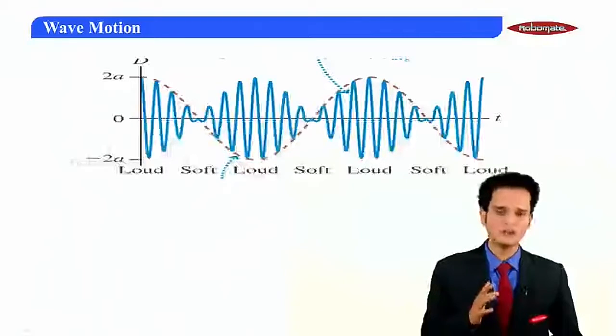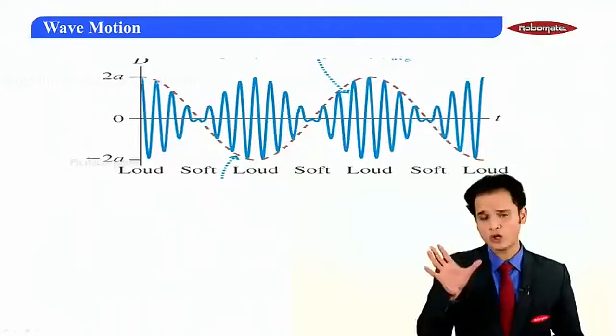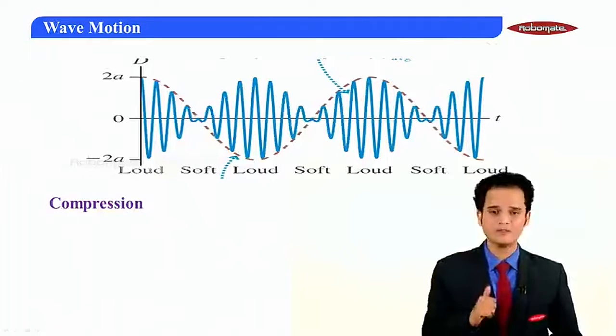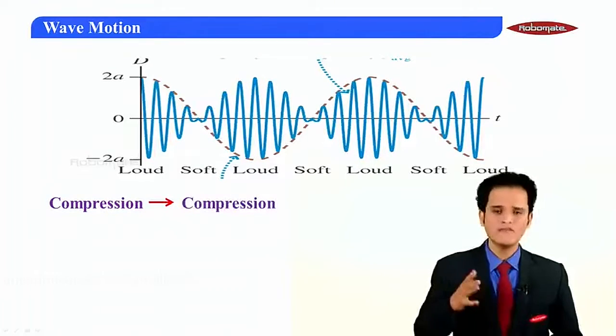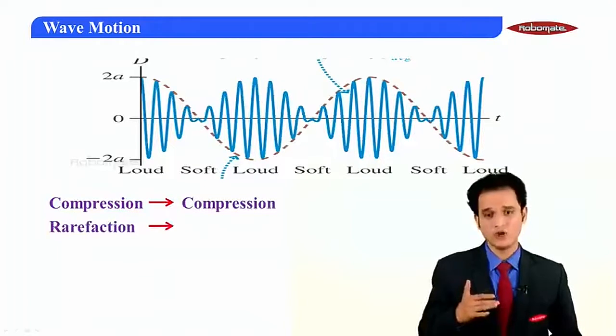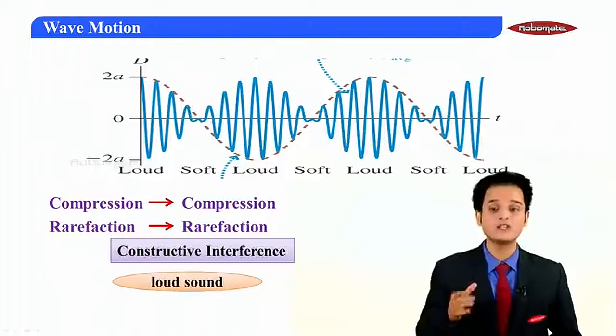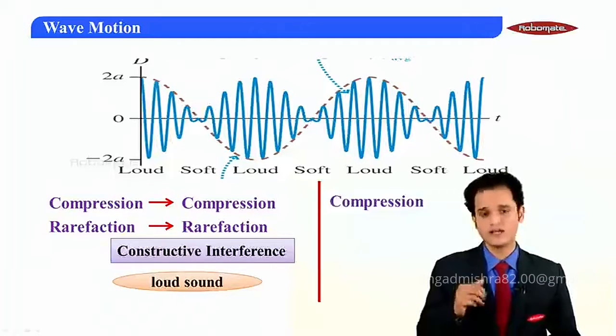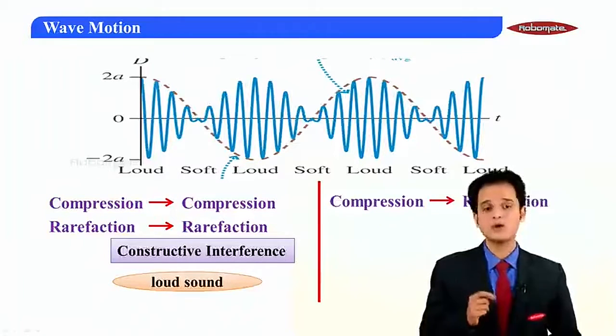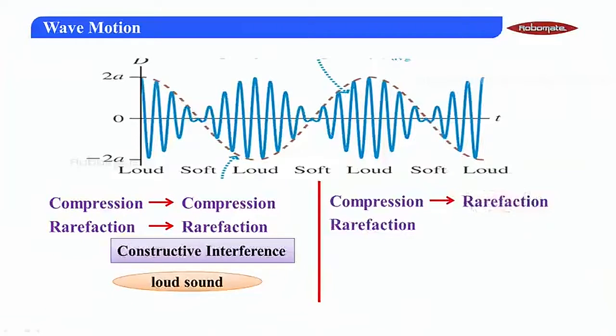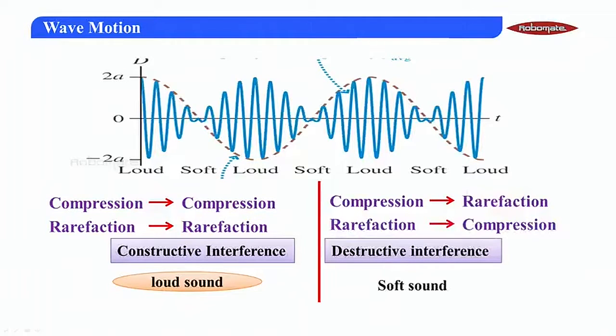If we go ahead further, we see this as a snapshot of our resultant wave pattern. Now students, we are talking about sound waves. When compression is coinciding with a compression or rarefaction coincides with a rarefaction, we get constructive interference, and thereby, students, we get loud sound. Further, if we consider the next case, say compression is coinciding with a rarefaction, and a rarefaction is getting coincided with a compression, what happens? Destructive interference. Once again, in this particular case, we have soft sound. That means we have alternation of loud sound and soft sound.